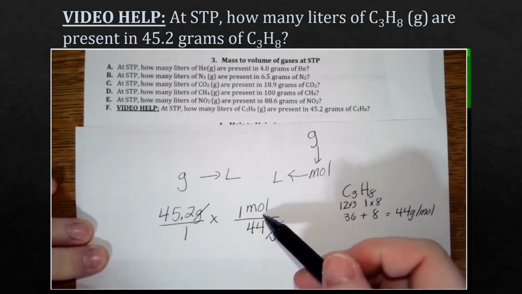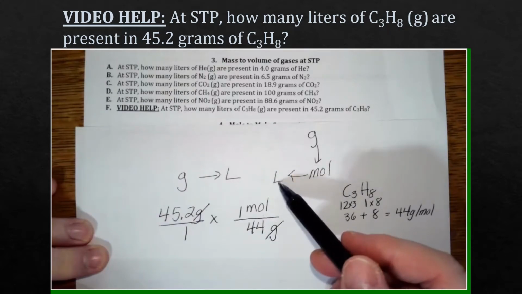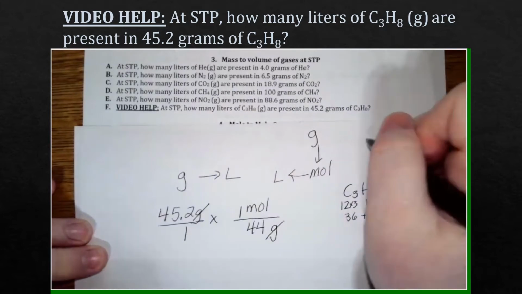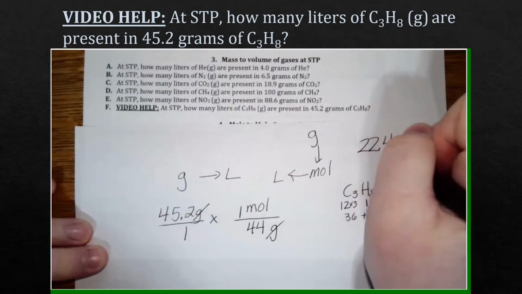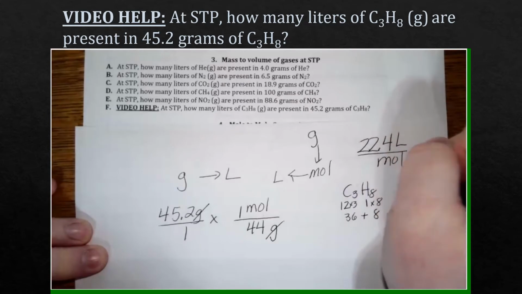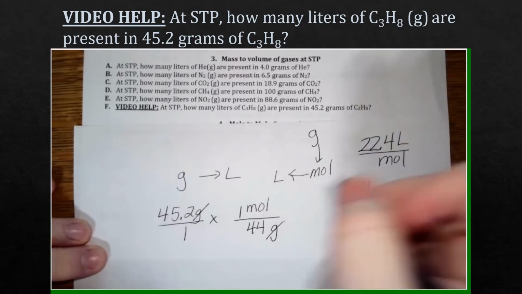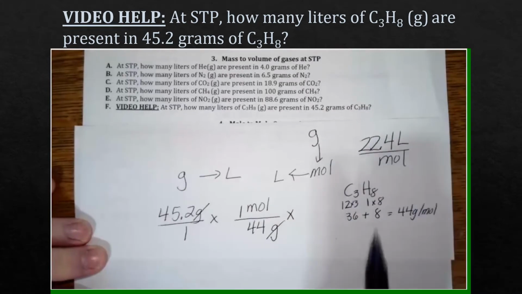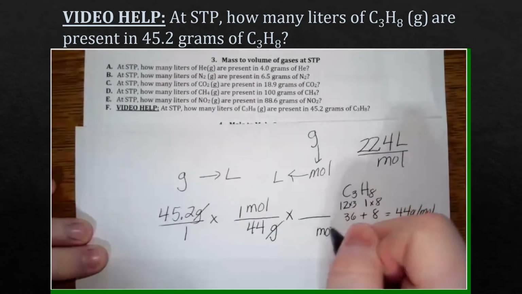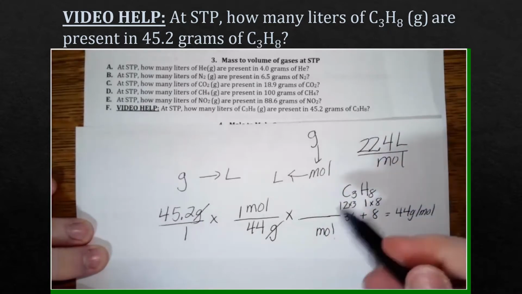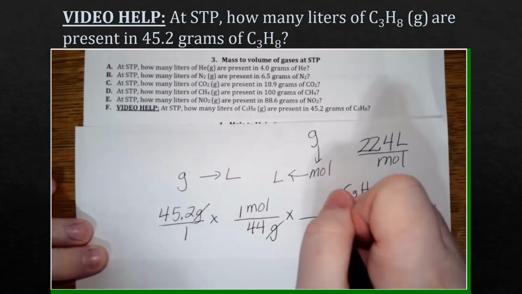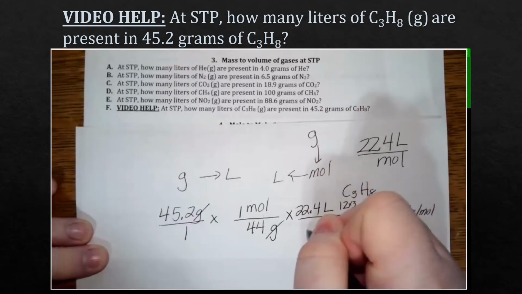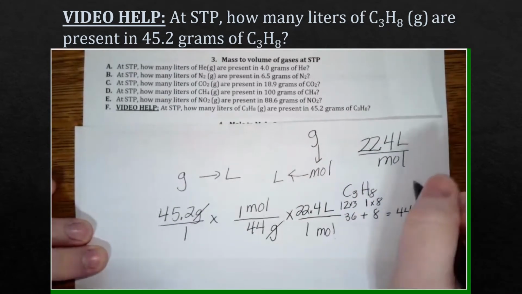Now I have moles, but I wasn't trying to get moles, I was trying to get liters. What I need to remember is I have a gas at STP, so I have this magic number, 22.4 liters in 1 mole of a gas at STP. So what unit am I trying to get rid of? Mole. Throw it in the basement. So what goes on top? Liters. And how do I arrange the number? 22.4 liters per 1 mole. This is what I used before.